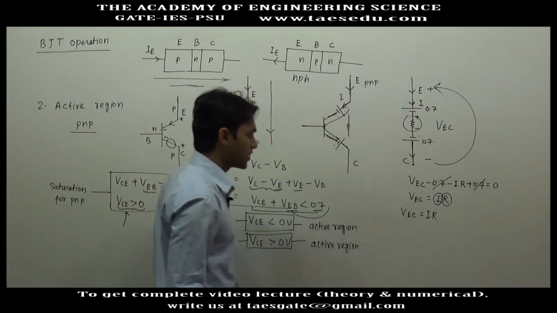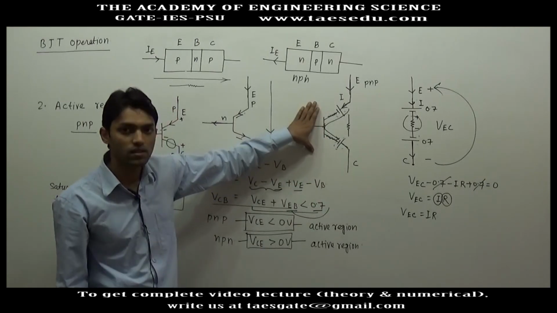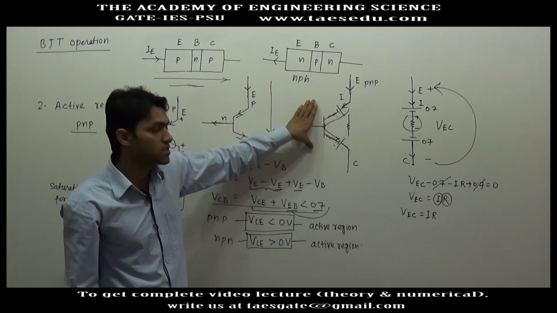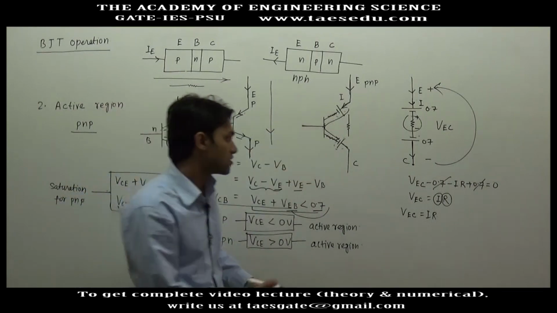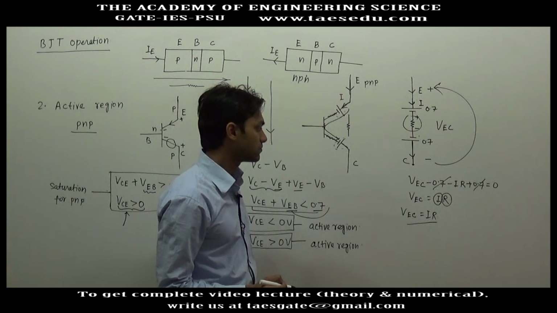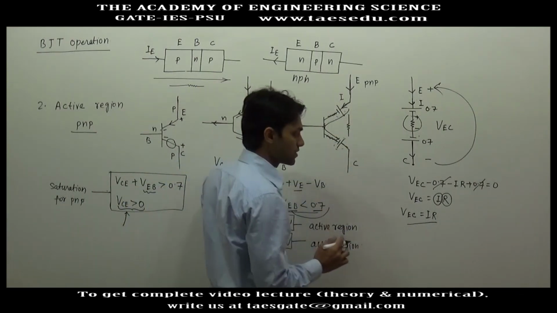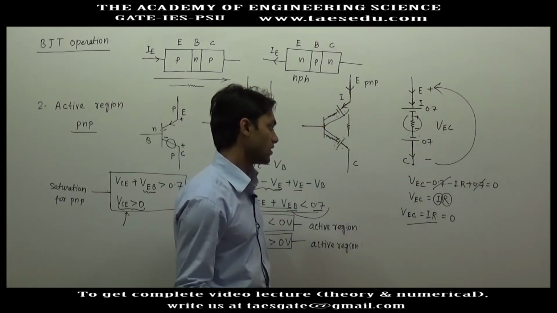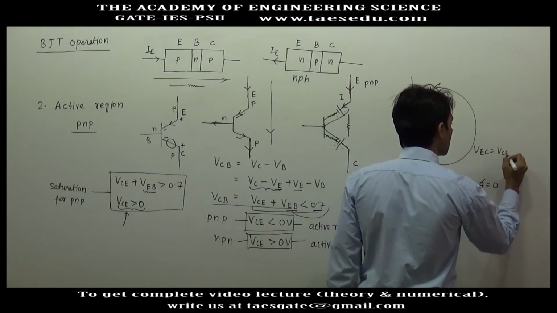In ideal case, what will happen? First, let me remind you what this condition is. Both the junctions are in forward mode, so this operates in saturation region. Now in saturation region, what are you getting? VEC equal to IR. What does it mean? In ideal case, if you assume there is no resistance, this will be equal to 0. And if it is 0, whether you call it VEC or VCE, this will be 0.